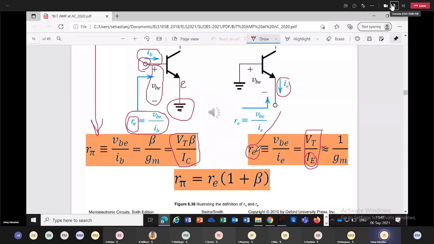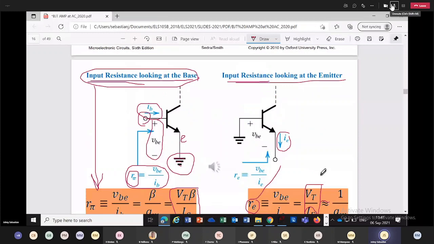So we have seen two different cases. I wouldn't say two different ways of finding; I would say a BJT amplifier, depending upon how you connect, will have two different input resistances. If the emitter is on ground and you look at the base, you find R pi. If the base is at ground and you are looking at the emitter, you find the input resistance called RE.